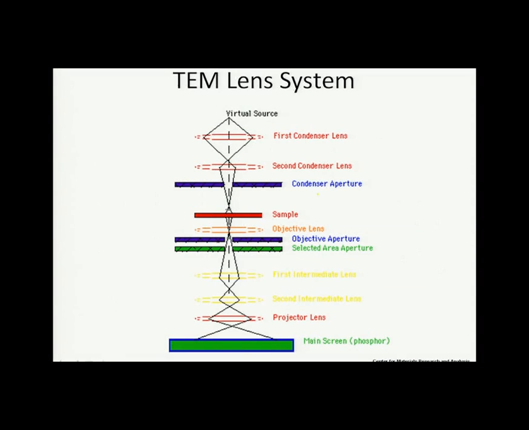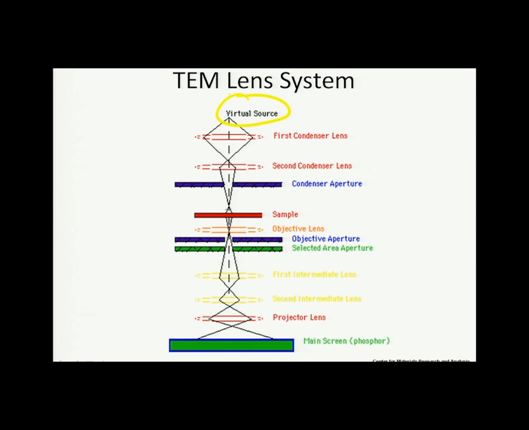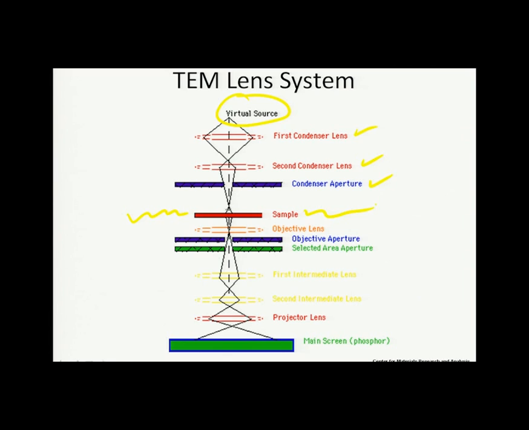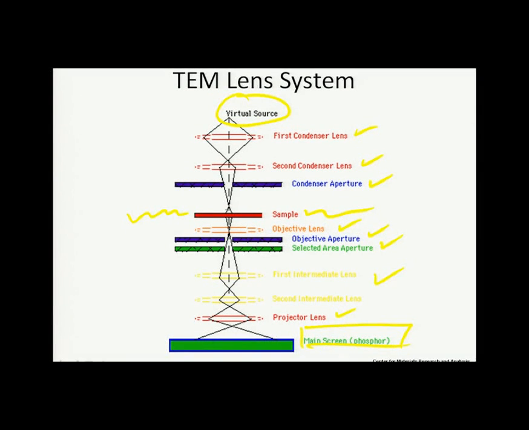So here's a little diagram. We have our source up top, first condenser lens, second condenser lens, here's our aperture. Then the beam interacts with our sample. So we saw in SEM and FESEM, our sample was at the bottom of the column. Here you see that's not the case. Below the sample, we have many other parts. We have an objective lens, objective aperture, selected area aperture, intermediate lenses, a projector lens, and then finally a main phosphorescent screen, which will basically work as our detection scheme.